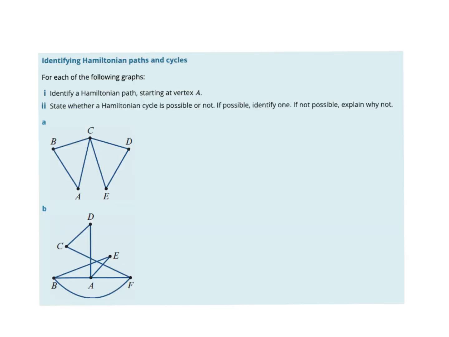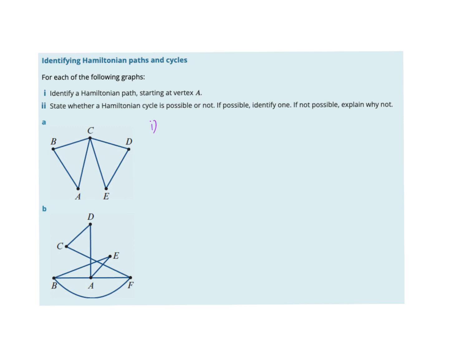Okay, so here we've got some questions. Let's have a look. It says, for each of the following, identify a Hamilton path starting at vertex A, and state whether a Hamilton cycle is possible or not. If possible, identify one. If not possible, explain why not. All right, so they want us to start at A.